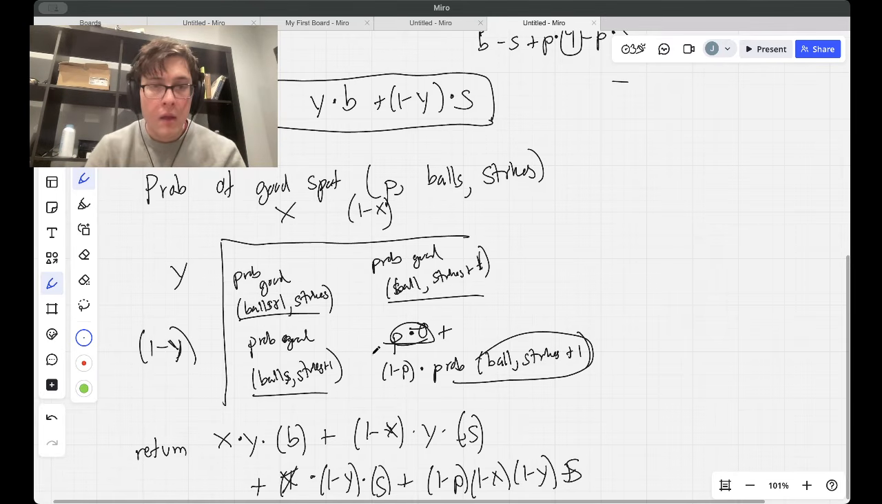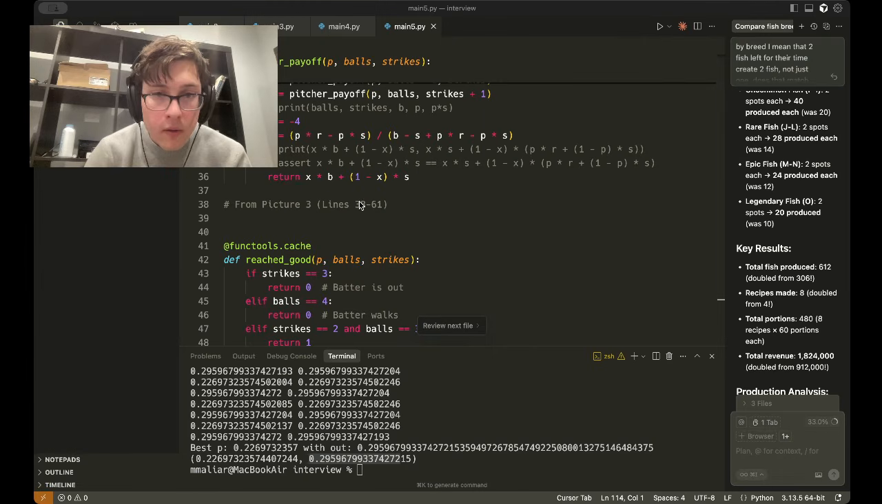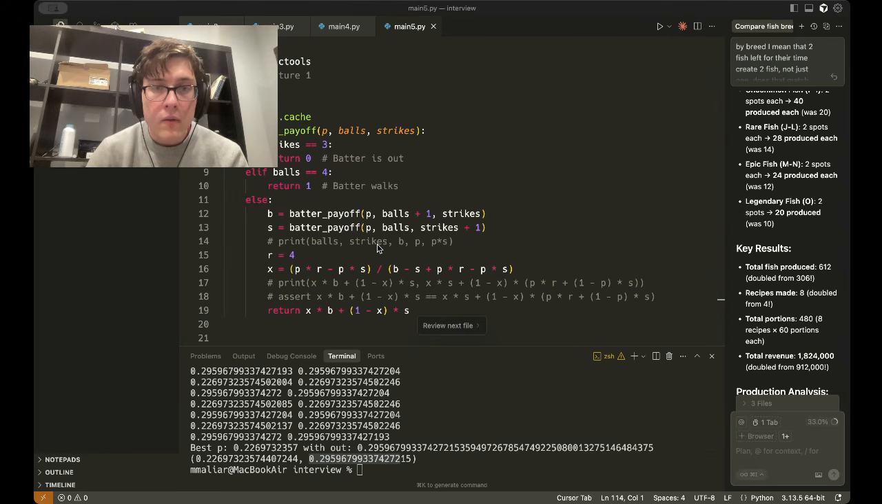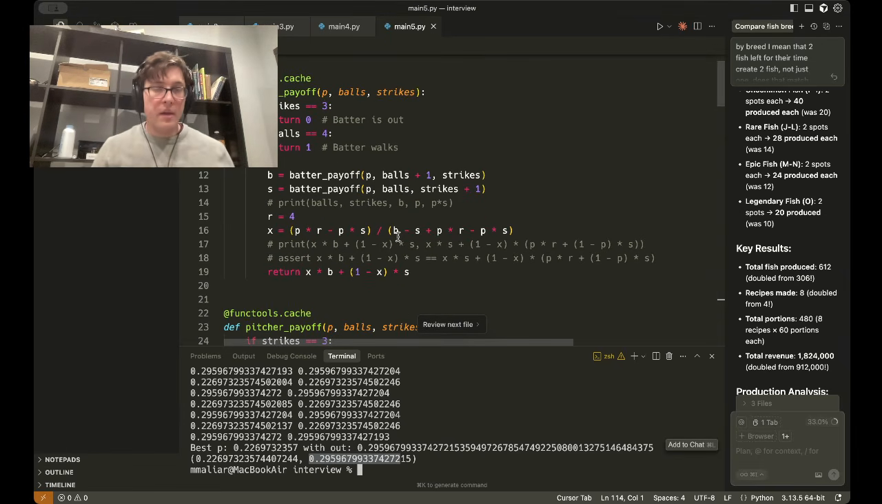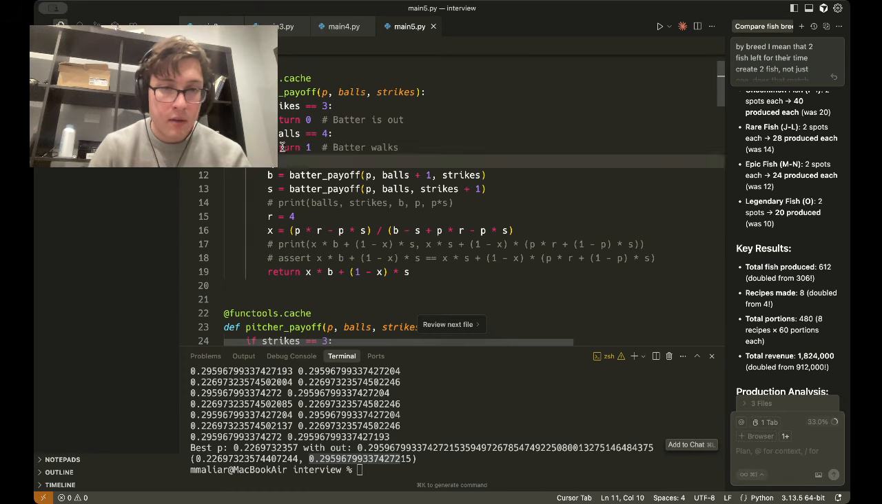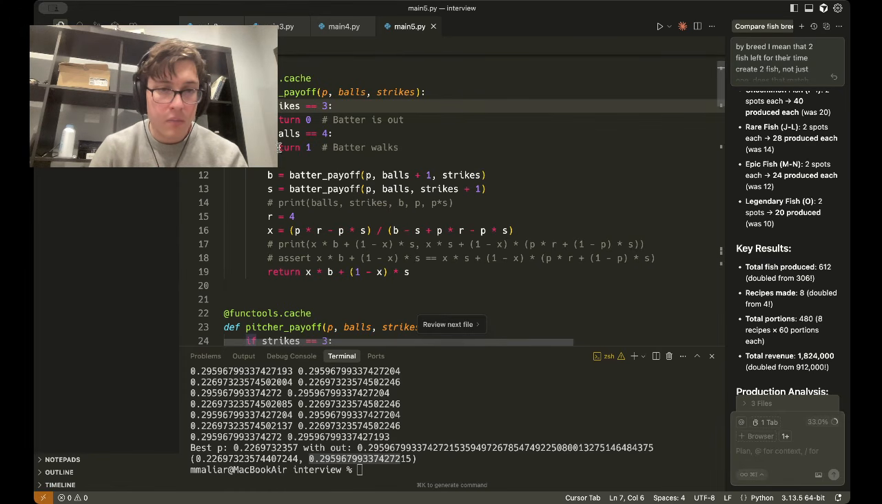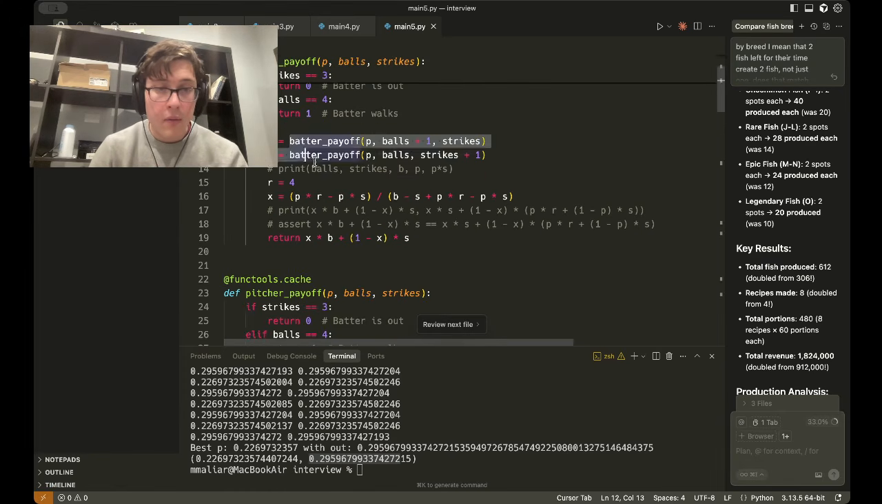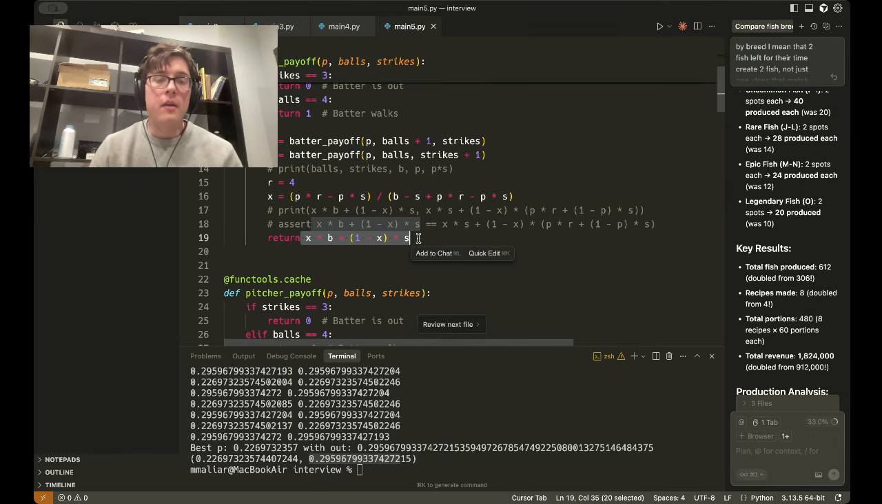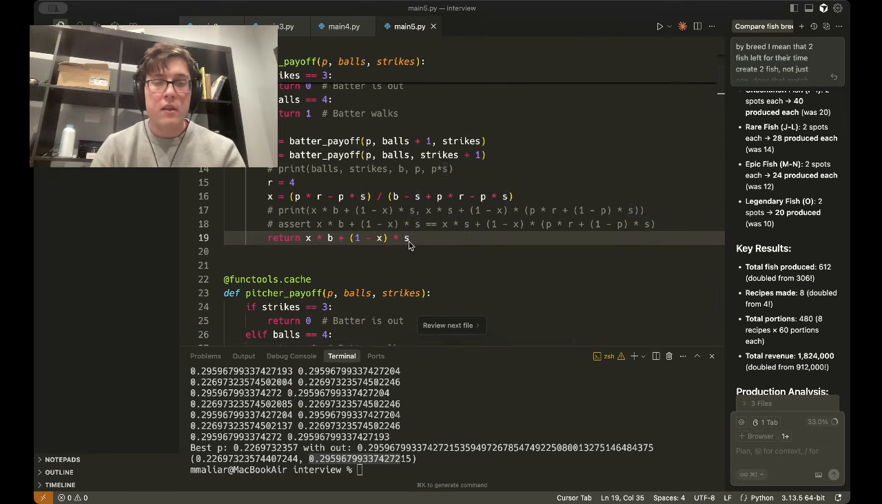Okay. So let's take a look at the code. Cursor. Fantastic. Okay. So here's my function, batter payoff. So here are my base cases. If strikes equals 3, return 0. If balls equals 4, return 1. And then otherwise, I use the expression that I wrote above. And this is the expected payoff, right? This is one of the expected payoffs.